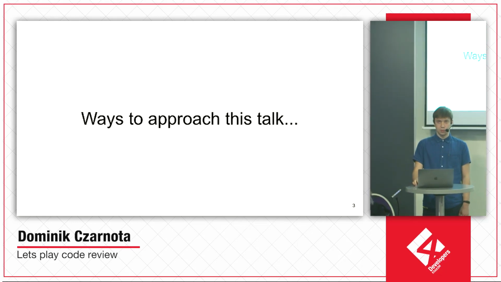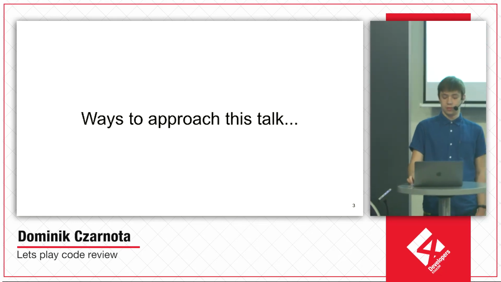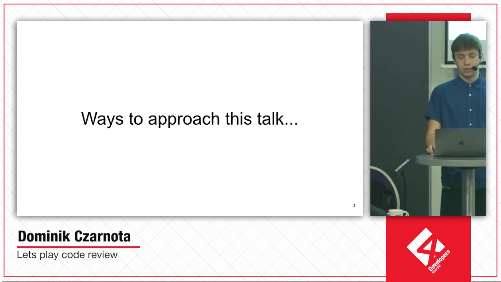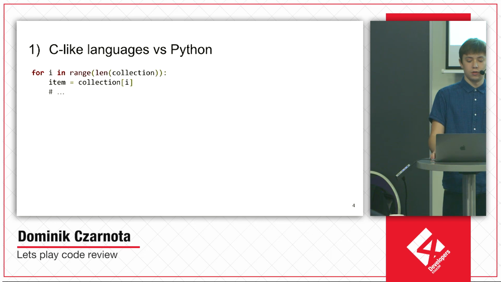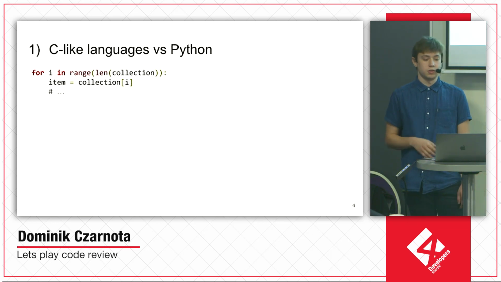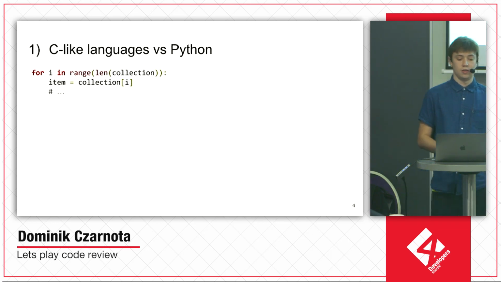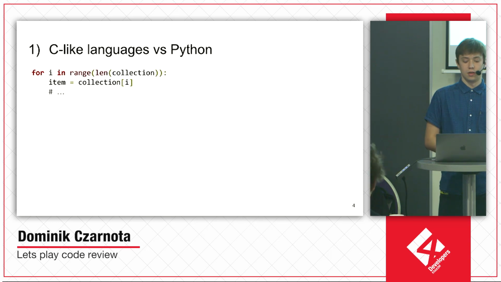Okay. So when I was developing this talk, I was thinking about a few approaches to it, so I kind of matched all of them. The first part of the talk will show different things that you could think about when doing code review. So first of all, when people come from C-like languages to Python, they usually write their loops like this.